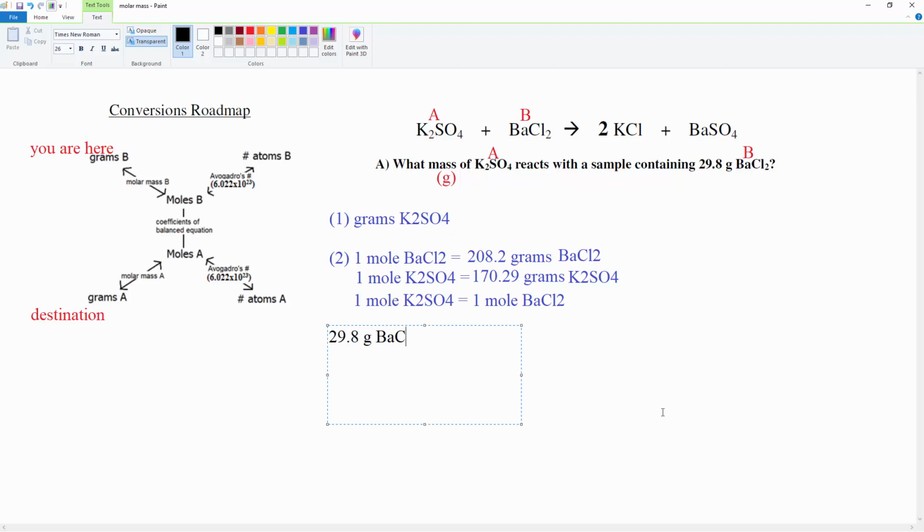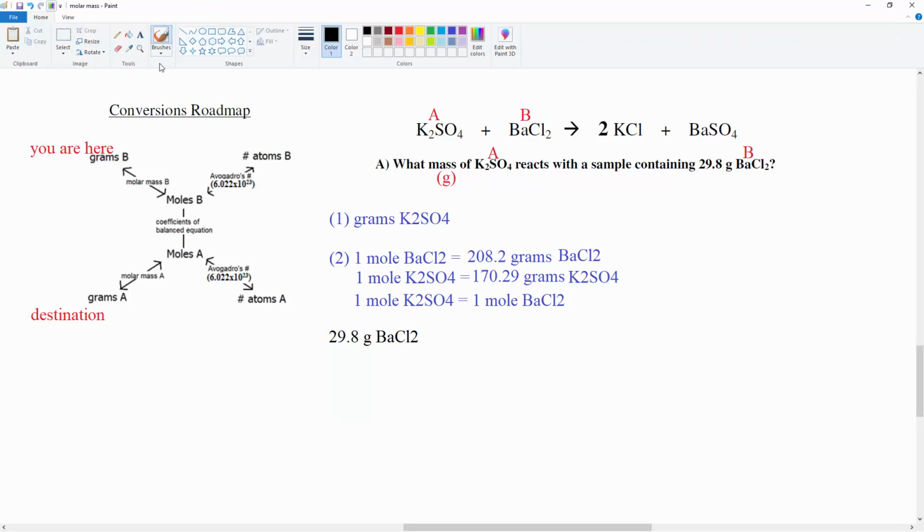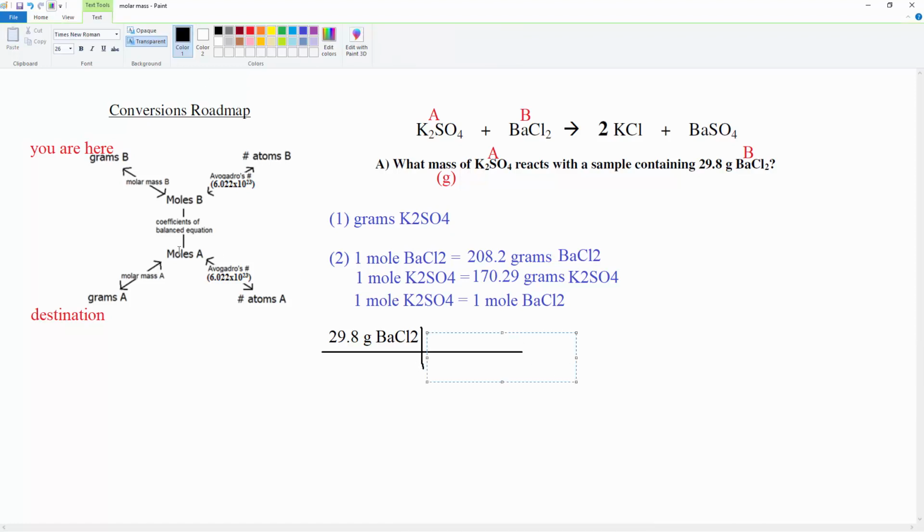29.8 grams BaCl2, perfect, because you are here, right? That's my grams of B, perfect. Now what am I going to do with that 29.8 grams of BaCl2? I'm going to use the molar mass of B to convert to moles of BaCl2. Perfect. This one right here, and I need to put the grams on the bottom so they'll cancel.